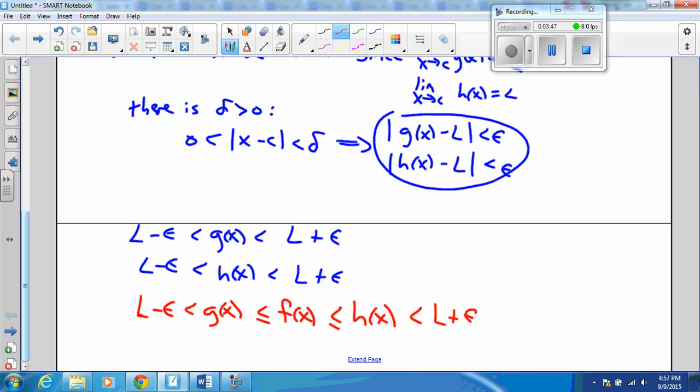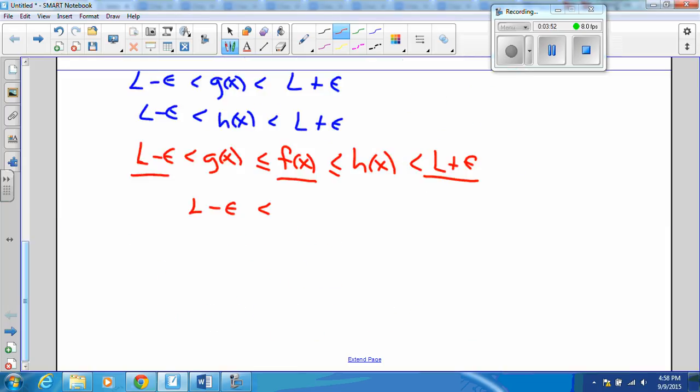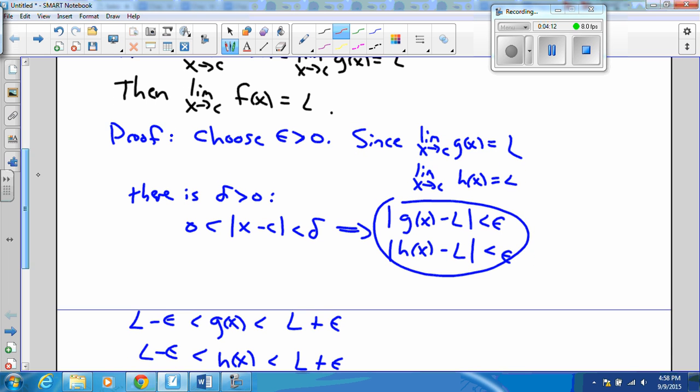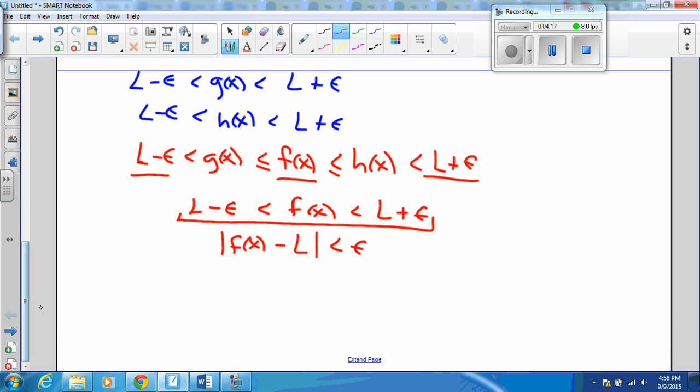And therefore, you'll notice that we have trapped f between L minus e and L plus e. And if I rewrite this statement as a neighborhood statement with an inequality, we can say that the absolute value of f of x minus L is less than e, which is exactly what we need for our limit. We have found a delta so that when x is in the delta neighborhood of c, f of x is in the epsilon neighborhood of L, and we are done.